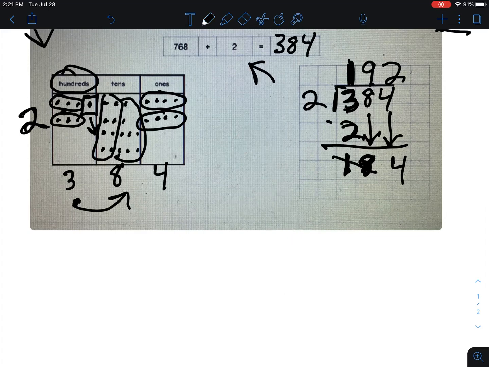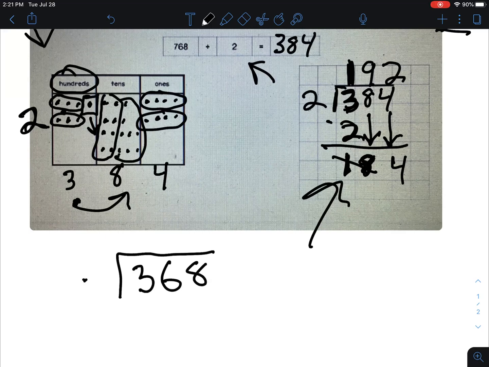So now, try and do the algorithm like this. And I will leave that example there on the screen. I'm not going to give you one super hard. Let's do something really similar. Let's do 368 divided by 2. Try that using the algorithm.